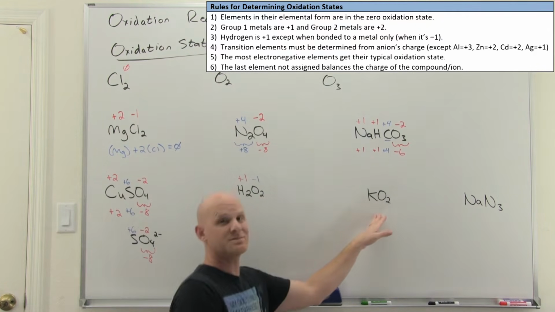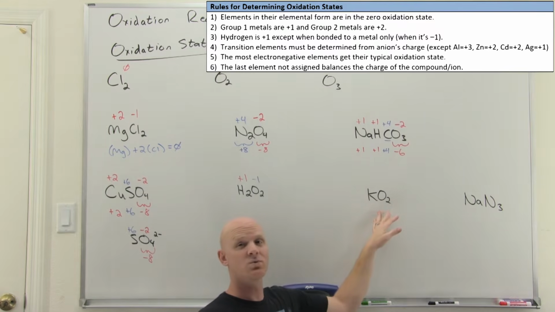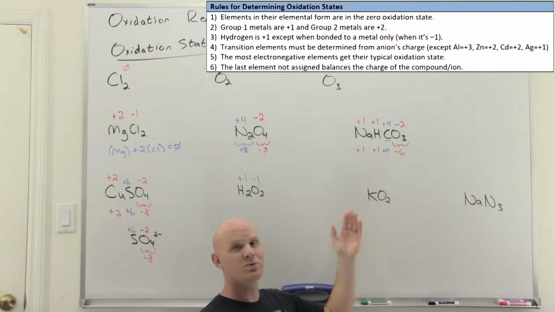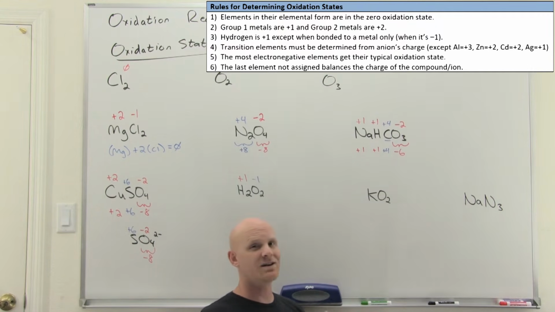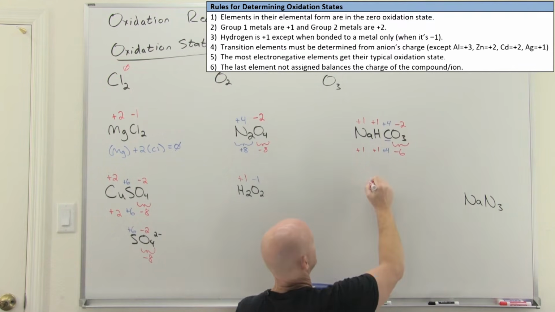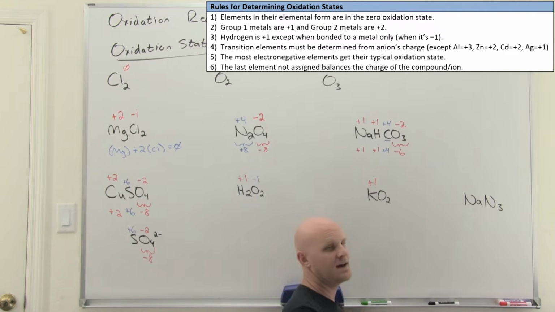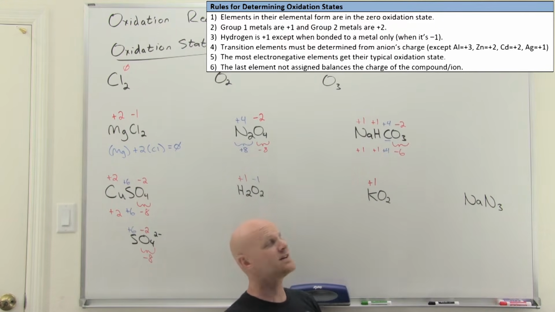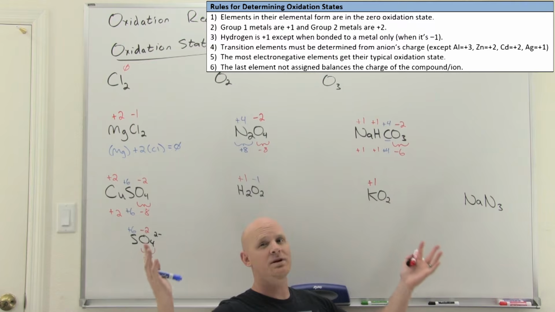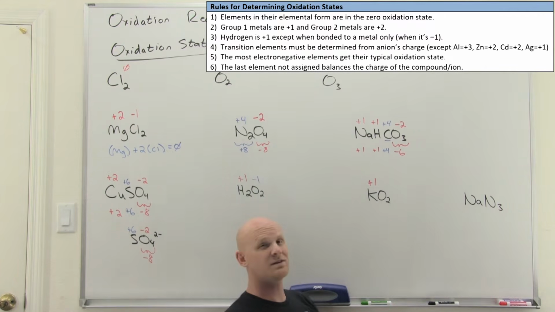Cool, this is potassium superoxide, which is even more unusual. But again, if you follow the rules, figuring out the oxidation state here, it'll just naturally fall into place. All right, so nobody is in their elemental form, skip rule number 1. Rule number 2, any group 1 or 2 metals. In this case, we've got a group 1 metal, potassium, so he's +1. And now with only one element left, oxygen just has to be whatever it has to be to balance this out. And this is where it gets a little unusual.